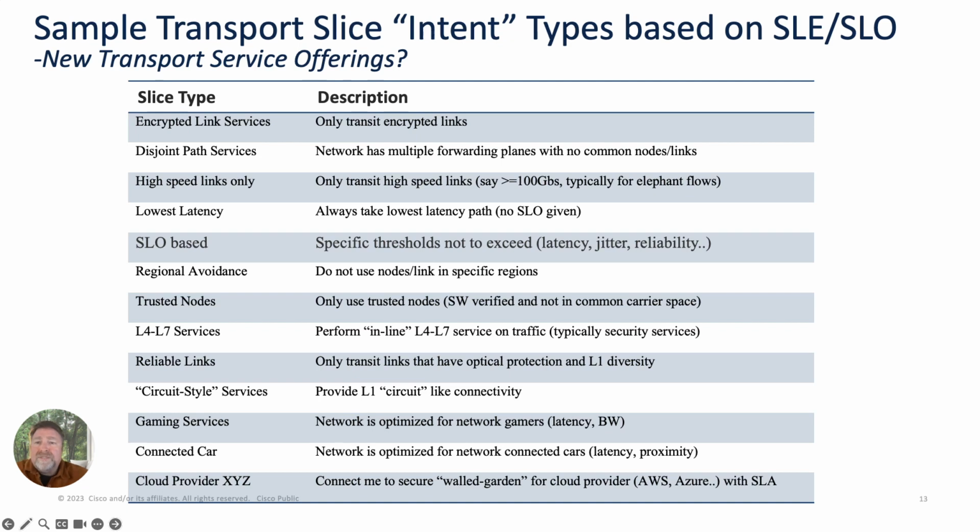Here's an example of some of the types of intents that we might see. Again, it's a combination of SLO-based intents and SLE-based intents. So these are potentially some new service offerings where we can get into things like disjoint paths, encrypted paths, where with encrypted links, we would only transit links that have MACsec encryption on those links.